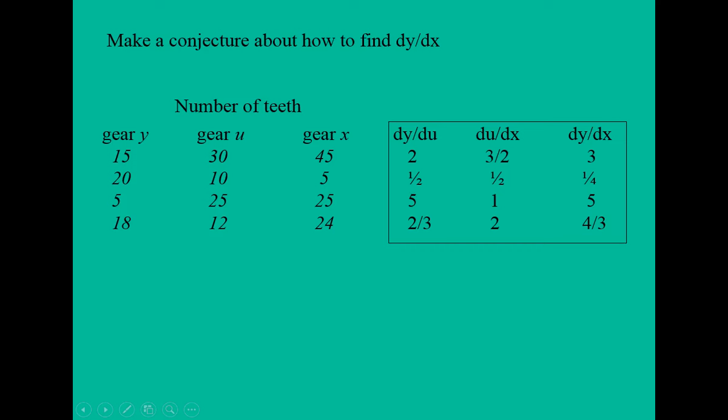So our conjecture, if we write this in Leibniz notation, we would say dy/dx equals dy/du times du/dx. So that's our rule for finding the derivative of a composite function. Now there are a couple of different ways of looking at the results of finding the derivative of a composite function. This is just written in Leibniz notation.